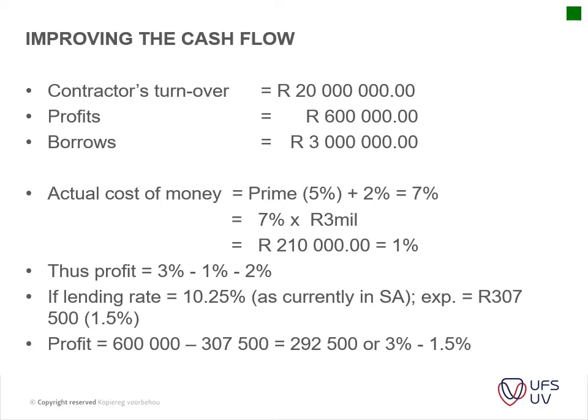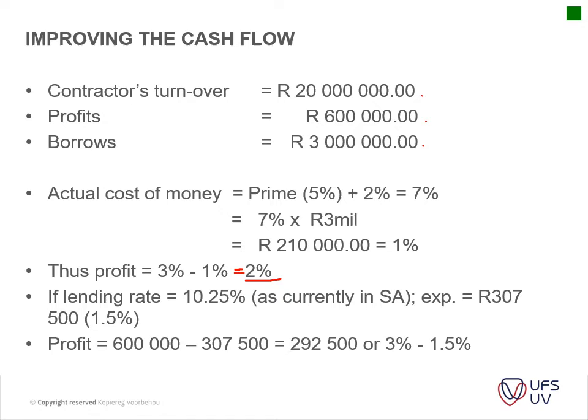Okay guys, this is that slide that had that slight mistake during the workshop where it showed 1.2 here. So this slide is now correct. A very simple way to see what interest does to your profits: your contractor turnover on a project, for instance, is 20 million. Your profits on a project like that is 600,000 and you had to borrow about 3 million.